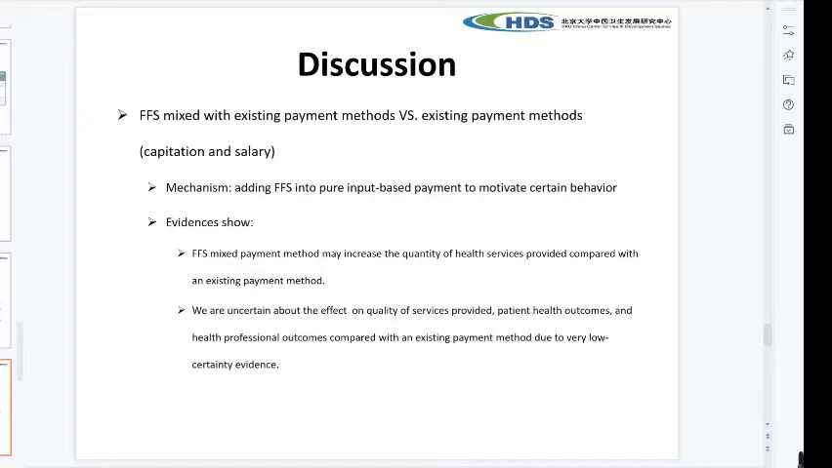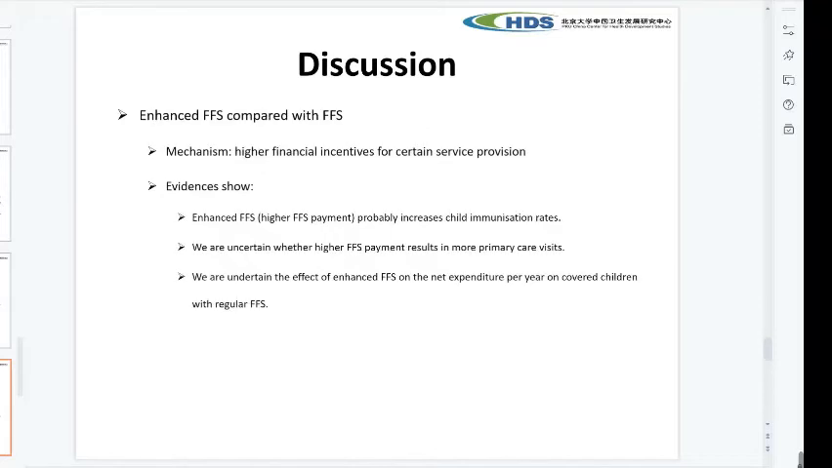The mechanism is also adding fee-for-service, adding some output-based payment, which can motivate certain behavior compared with pure input-based payment. The evidence shows that fee-for-service mixed into existing payment may increase the quantity of health services compared with pure input-based payment, but we cannot get certain evidence on other outcomes.